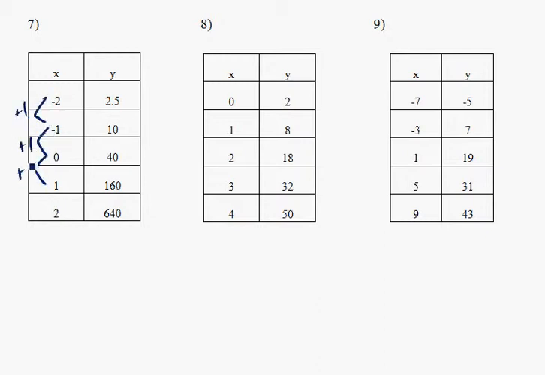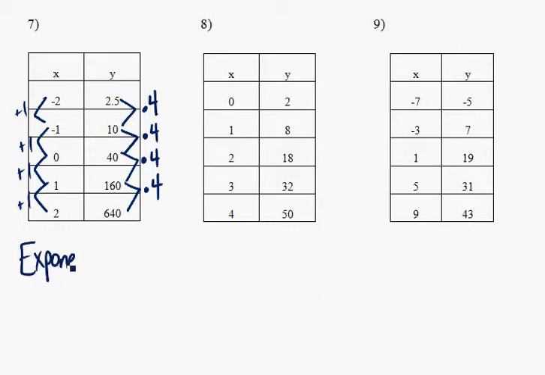So it's going to be what happens with the outputs that makes this interesting. Well, how do I get from 2.5 to 10, from 10 to 40, from 40 to 160, and from 160 to 640? Well, the pattern that I can use would be if I multiply by 4. 2.5 times 4 equals 10, 10 times 4 equals 40, 40 times 4 is 160, and 160 times 4 is 640. So this constant pattern of multiplication shows me that this table of data represents an exponential function.